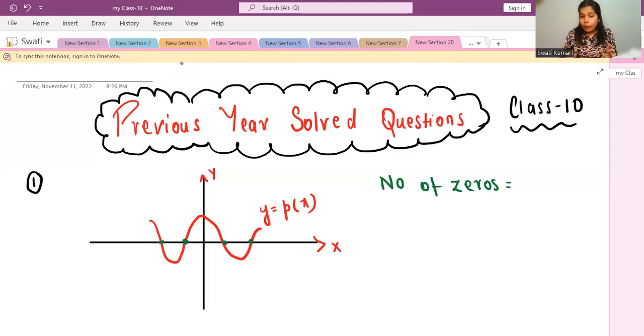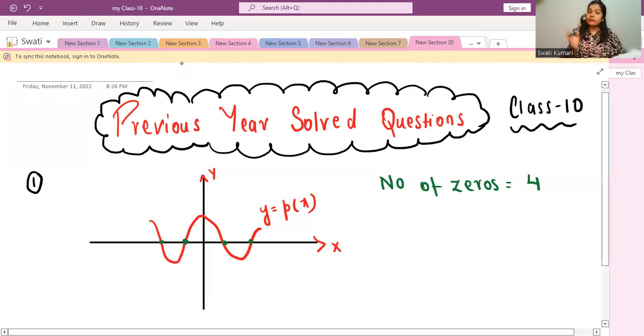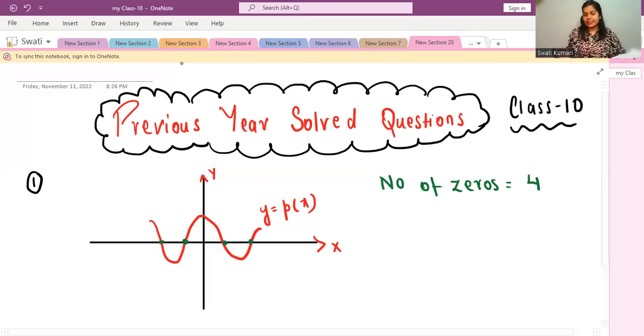So at how many points is the graph cutting the x-axis? The curve is cutting the x-axis at a total of 4 points. And that is why the number of zeros in this graph is 4. You can write it down like this also, because we know that the number of zeros equals the number of times the curve cuts the x-axis. That is nothing but the number of zeros. So the answer is 4.